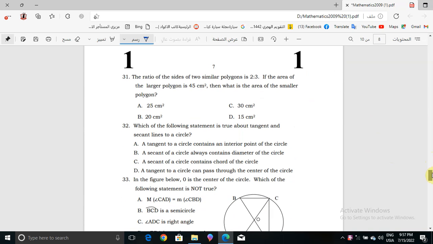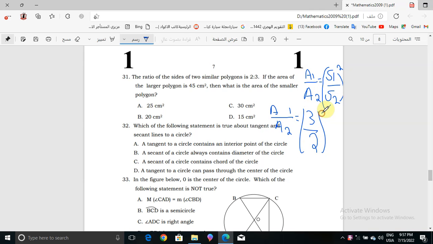Okay, in question number 31, the ratio of the sides of two similar polygons is 2:3. If the area of the larger polygon is 45 centimeters squared, then what is the area of the smaller polygon? Now what we'll do here: A1 over A2 is equal to S1 over S2 squared. So A1 over A2 is equal to 3 over 2 because it's a ratio, then it will be squared.